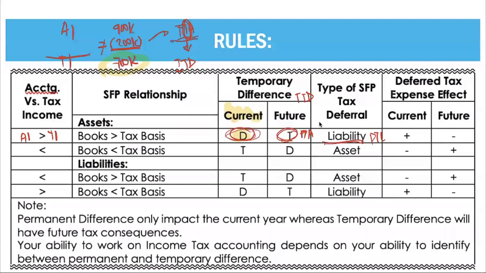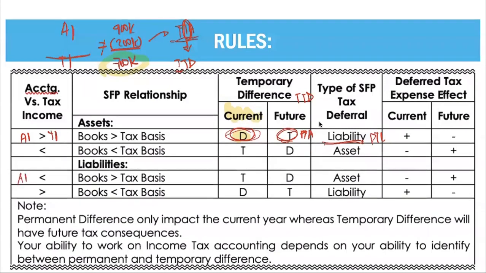Normally, on the asset section, your books is greater than your tax basis. Next, on your liability section, that is equal to your accounting income being lesser than your taxable income. Accounting income is lesser than your taxable income, so your books is greater than your tax basis. So what we do here currently is we tax them.